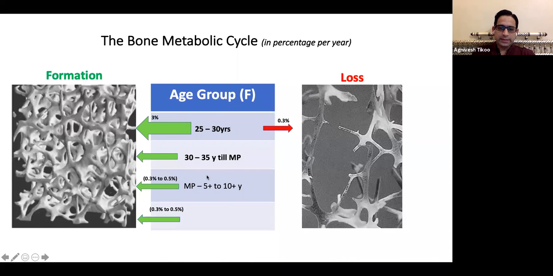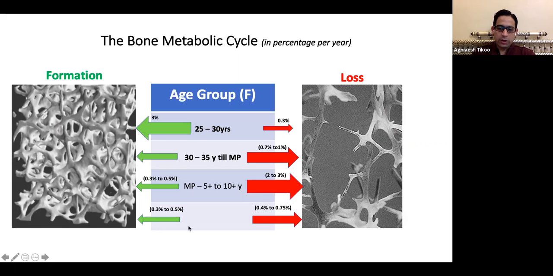Now, let's try to understand the same diagram in females. Initially at 25 to 30, everything is the same. But from 30 to 35 till menopause, they have a slightly negative balance, which significantly becomes more negative, because bone formation is just 0.3 to 0.5%, whereas bone loss is 2 to 3% per year. This continues until the menopausal hormonal change subsides and it falls back to the same value. But during these 5 to 10 years of perimenopause, women lose a significant amount of their bone, and that is why osteoporosis is more common in females.